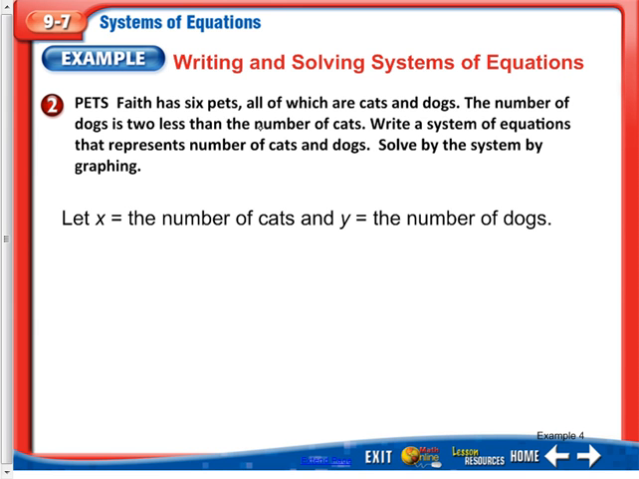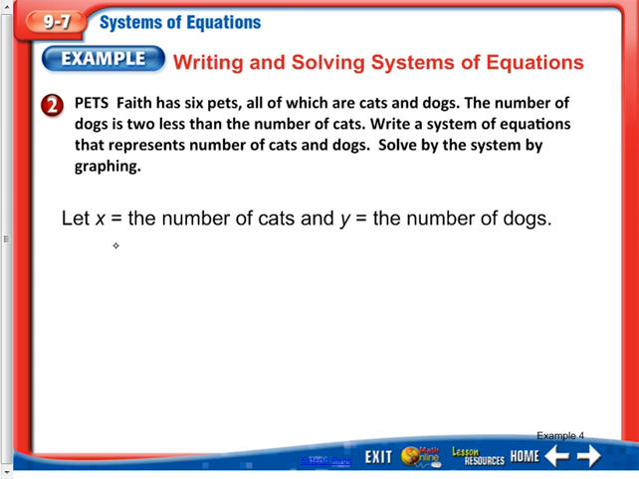Faith has 6 pets, all of which are cats and dogs. The number of dogs is 2 less than the number of cats. Write a system of equations that represents the number of cats and dogs. Solve the system by graphing. So a little typo there.